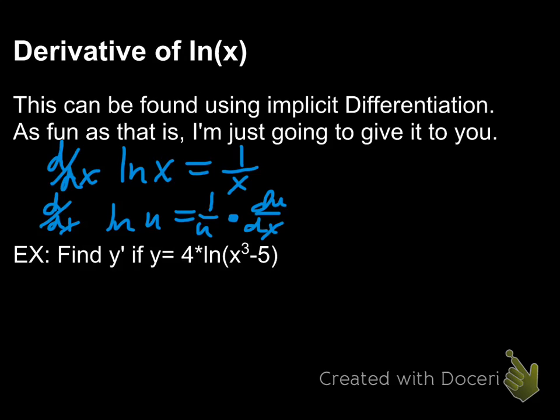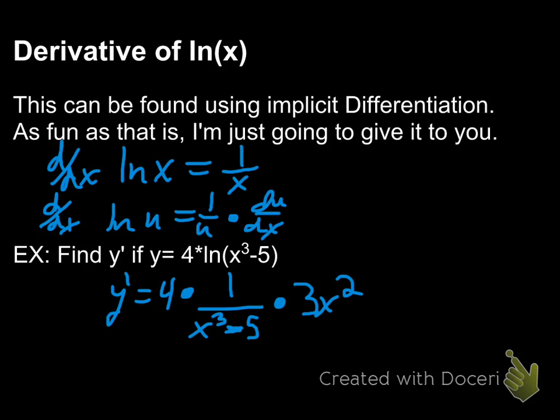Okay, let's do this one. Find y prime if y equals 4 times the natural log of x cubed minus 5. Now 4 is a constant. We could do the product rule. I'm just going to leave it out in front. So y prime is going to be 4 times the derivative of the natural log of x cubed minus 5, which is going to be 1 over x cubed minus 5 times the derivative of x cubed minus 5, which is 3x squared. Okay? And we could simplify this to make it a little bit nicer. y prime equals, let's see, 12x squared over x cubed minus 5.